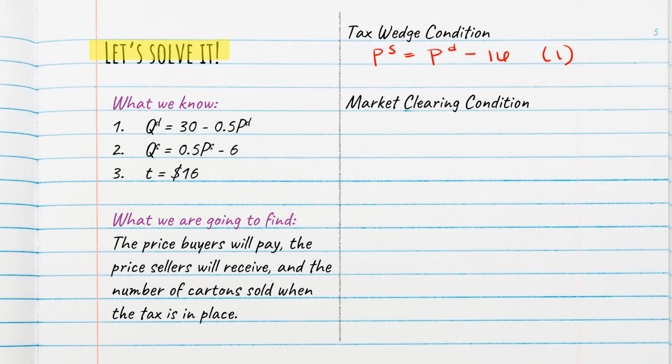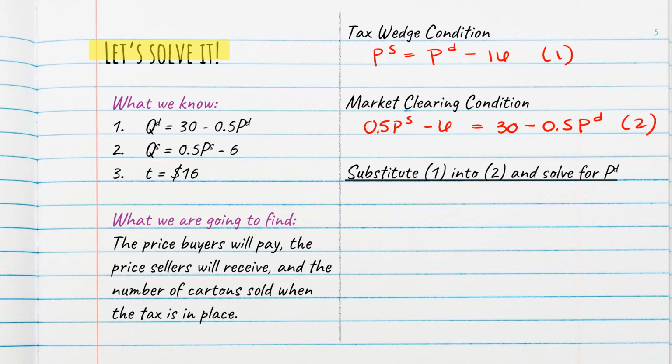The second condition is the market clearing condition. Just set demand equal to supply or supply equal to demand, whichever one you want, making sure to keep the subscripts on your prices. Those subscripts matter and make solving this question simple instead of impossible. So we have the supply, which is 0.5 PS minus 6, equal to the demand of 30 minus 0.5 PD. We'll call that equation 2. I want you to notice we have two equations and two unknowns, the seller price and the buyer price. These are linear equations, so it's a fairly straightforward algebraic exercise from here.